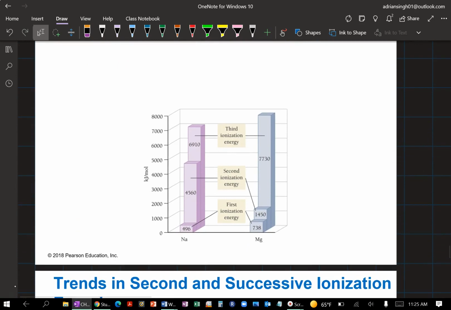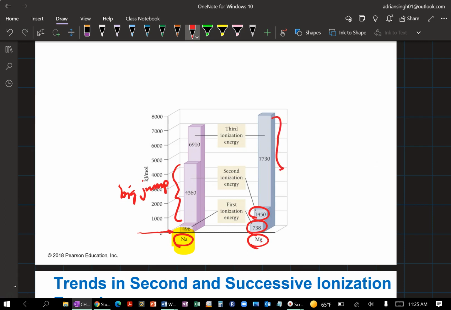So we've seen the trends in the first ionization energy. We can also look at the trends in successive ionization energies, and we can make some conclusions based on what we observe. For example, if you look at sodium over here, we have the first ionization energy as 496 kilojoules per mole, and then there's this huge jump to the second ionization energy. Similarly for magnesium, we have a low first ionization energy, a low second ionization energy, and then there's this huge jump to the third ionization energy.